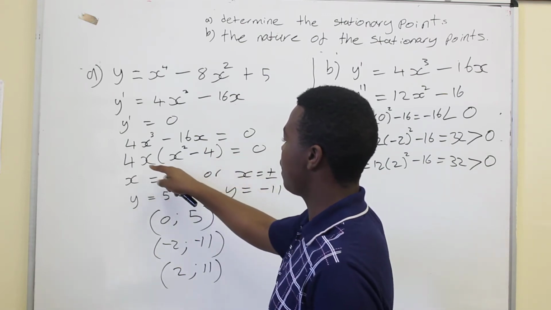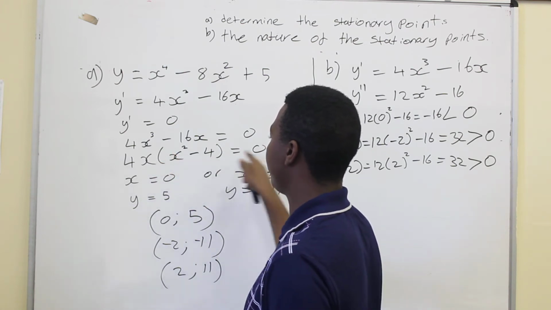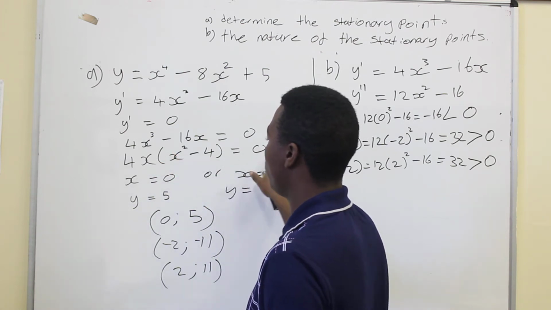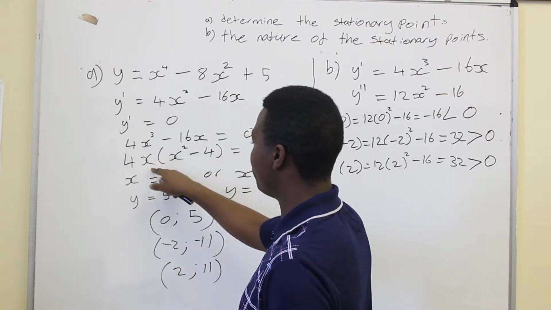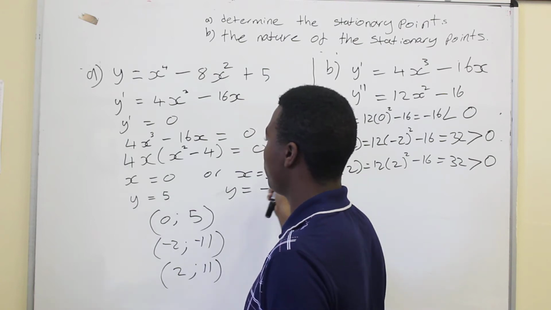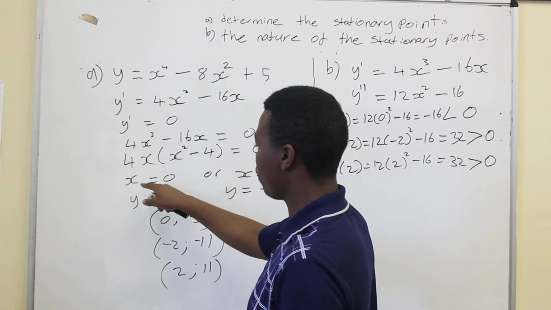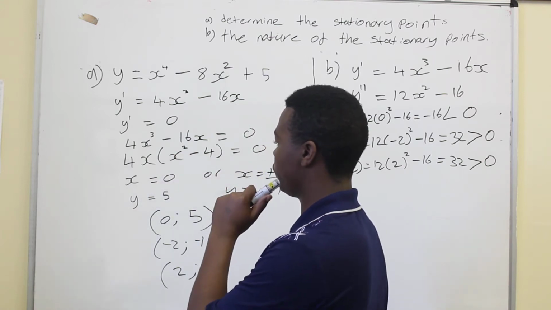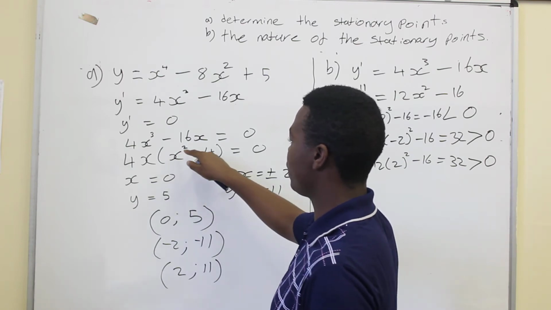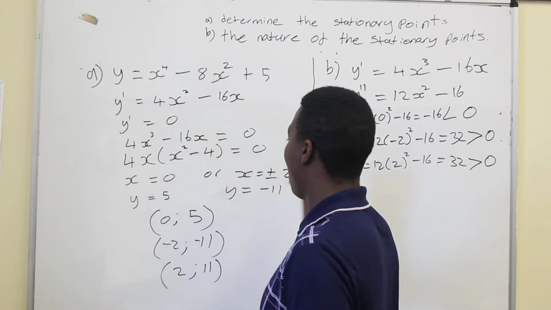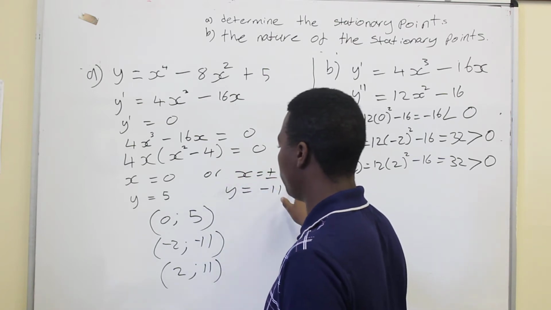When I'm given two factors multiplying each other and they give me 0, I know that one of the factors is equal to 0. So I just solved for x using my calculator. Then I found the values of x, which was x equals 0. Then, since this one is a difference of two squares, x was equal to plus or minus 2.